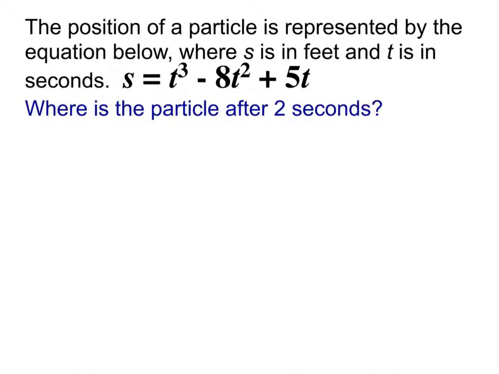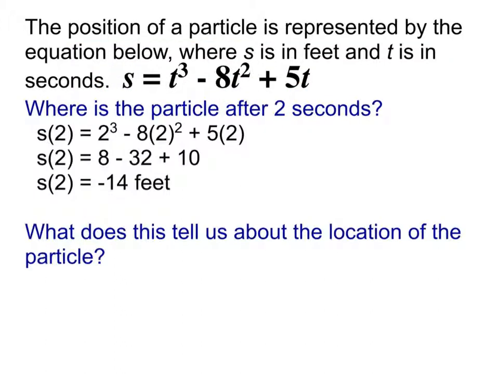So we want to know where the particle is after 2 seconds in this scenario. Well, notice we have an equation here, and we're told that this equation represents the position of the particle. So S means position here. So if I want to know what the position is after 2 seconds, in other words, where it is, I'm going to plug that 2 in for t, wherever t appears. And then it's just a matter of going ahead and doing the math.